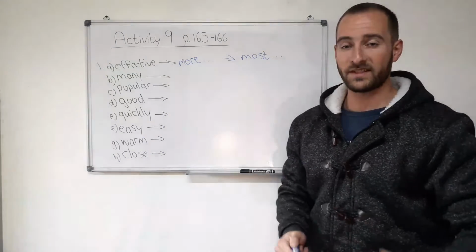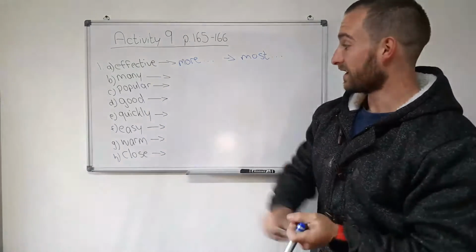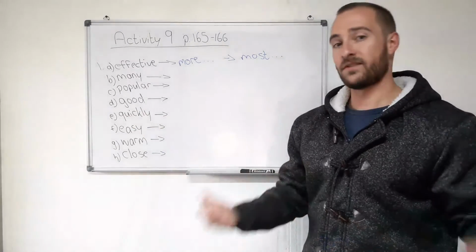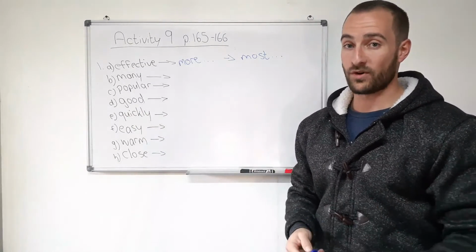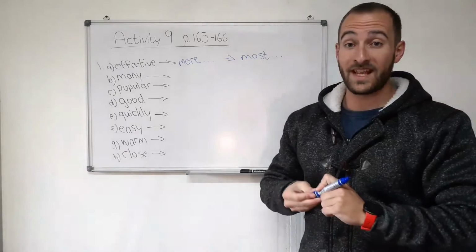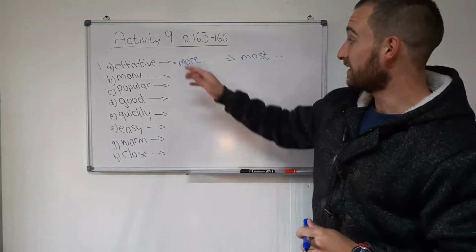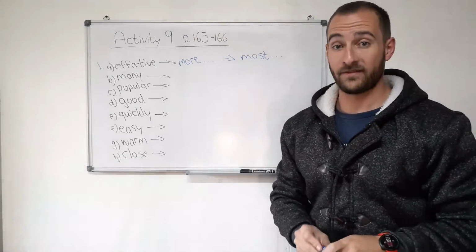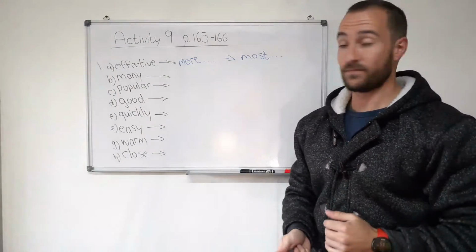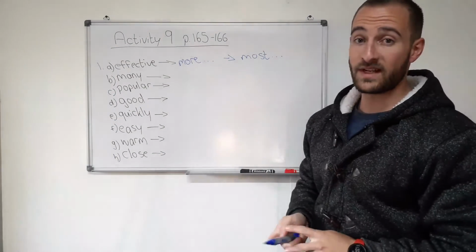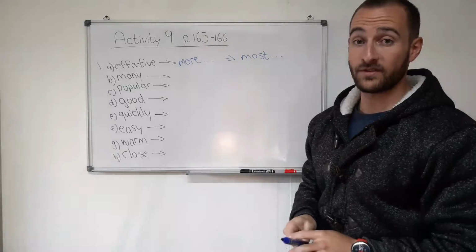It's not always the case. There are sometimes words like quickly, we'll get to that, where it's not 3 syllables, but you can still use more and most. You can also use less and least. So that one is less effective. That is also comparative form. So you can use less there as well, and least if you wanted to.